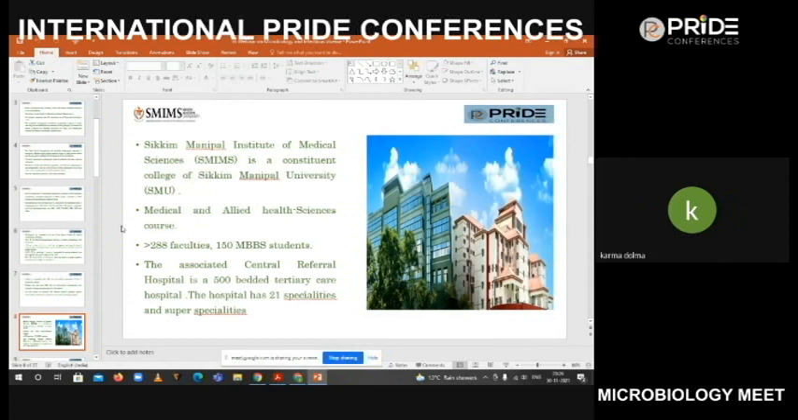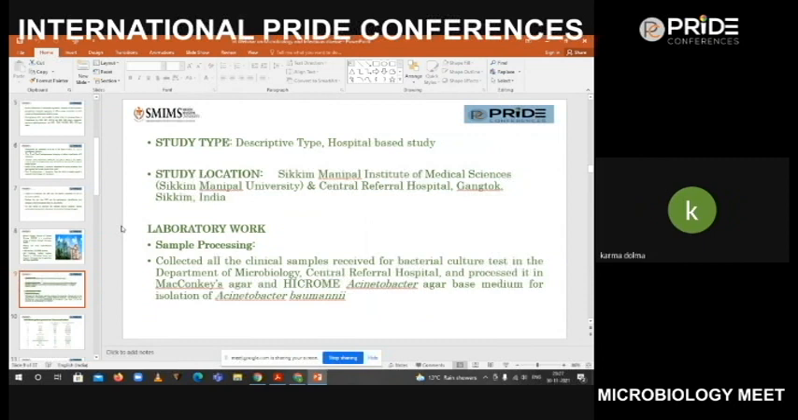Now, before that, I would like to speak briefly about my institute. Sikkim Manipal Institute of Medical Sciences is a constituent of the Sikkim Manipal University. We have a mother institute in KMC Mangalore. We offer medical and allied health sciences courses. We have more than 288 faculty offering 150 MBBS seats. Our hospital, the Central Referral Hospital, is a 500-bedded tertiary care hospital with around 21 specialties and super specialties.